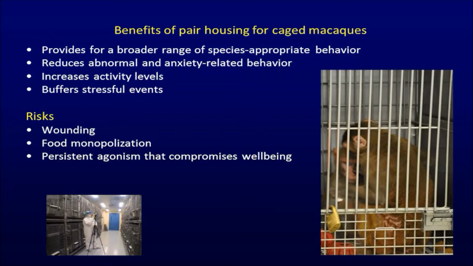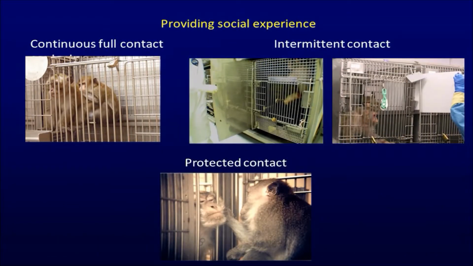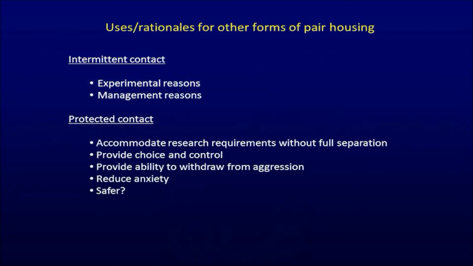But in a laboratory environment, not all of the animals are going to be housed in full contact continuously. They may be housed in intermittent contact, or you might want to call it interrupted contact, where they're separated and reunited on a frequent basis, or that intermediate stage in introductions, that protected contact may be implemented long term. Now, why would you want to do that?